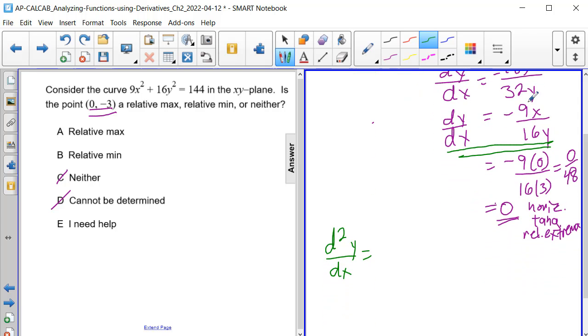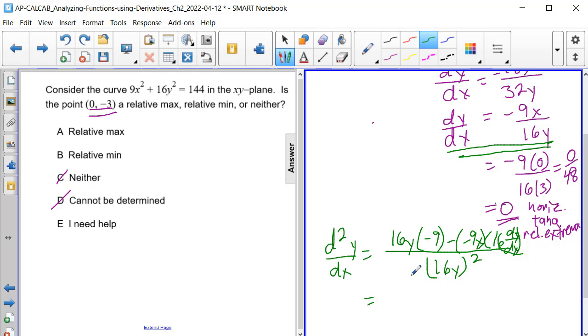And notice we have a quotient here. Therefore, we're going to have to use the quotient rule. And the quotient rule is the bottom, 16y, times the derivative of the top, which is going to be negative 9, minus the top, negative 9x, times the derivative of the bottom, which will be 16 times dy over dx, all over the bottom, 16y squared.